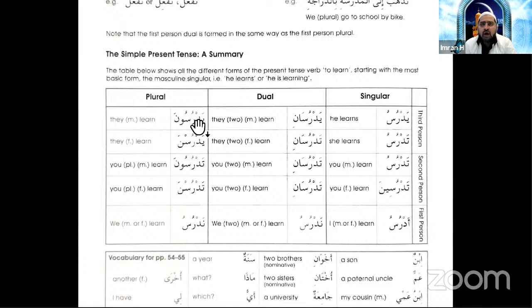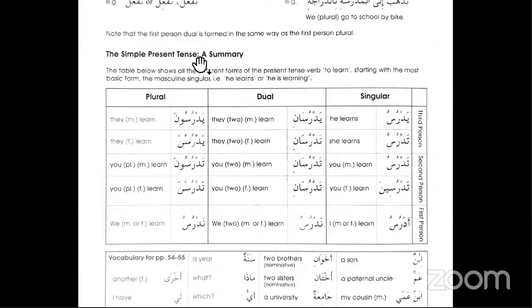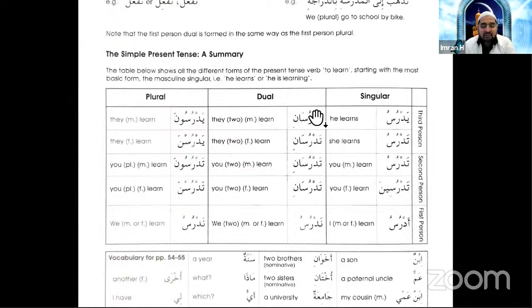Question: why are we changing the verb itself? Why are these changes occurring? Sister Mehreen. Sister Mehreen Jafri, Assalamu alaikum. Assalamu alaikum. Sorry, can you repeat the question? The question is, why is there a need to change the verb? Why can't we just have yadrusu? Why do we have to have the different forms?